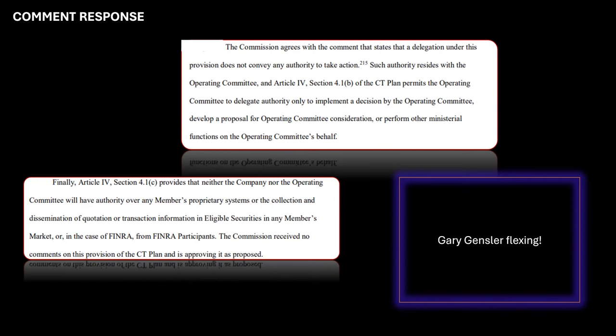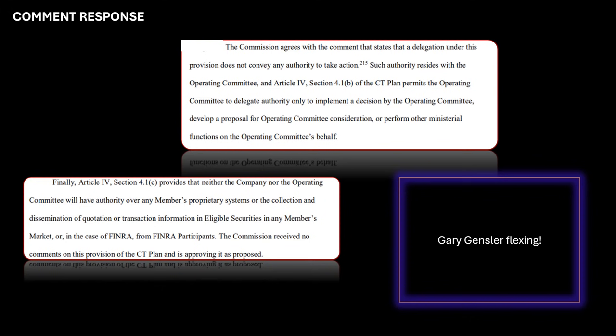Finally, Article 4, Section 4.1c provides that neither the company nor the operating committee will have authority over any member's proprietary systems or the collection and dissemination of quotation or transaction information in eligible securities in any member's market or, in the case of FINRA, from FINRA's participants.